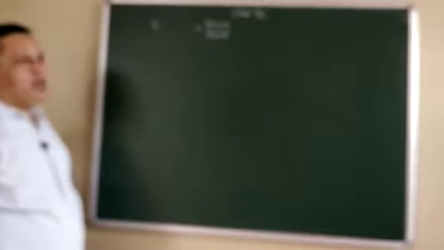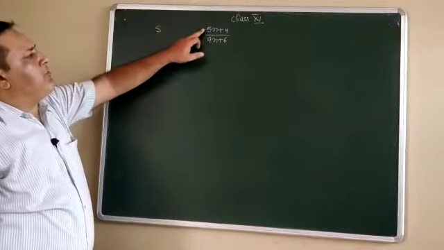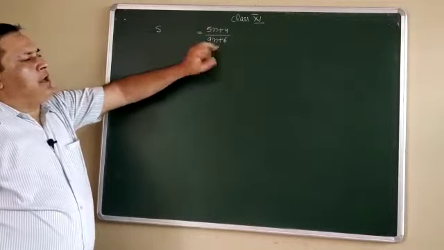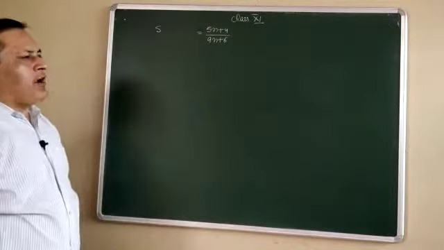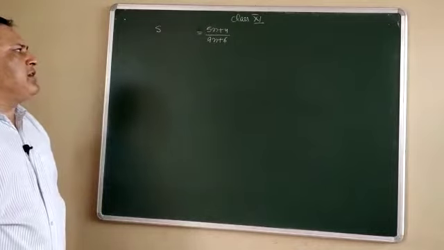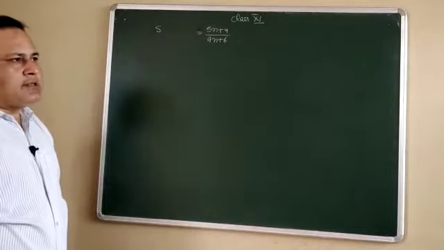Now we discuss a few more questions of AP. See this one. The sum of n terms of two arithmetic progressions are in the ratio 5n plus 4 upon 9n plus 6. Then find the ratio of their 18th terms.